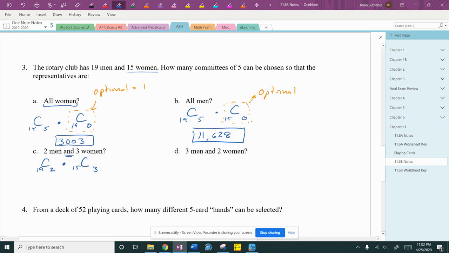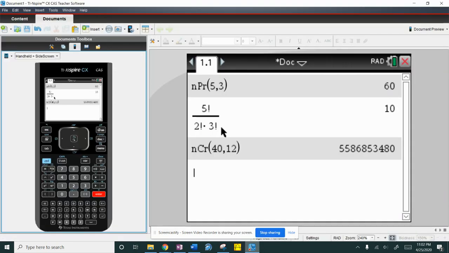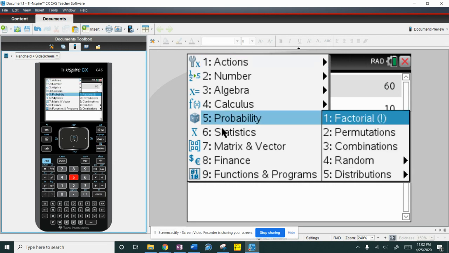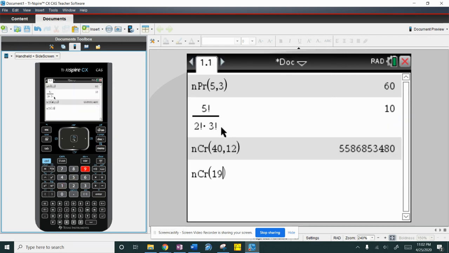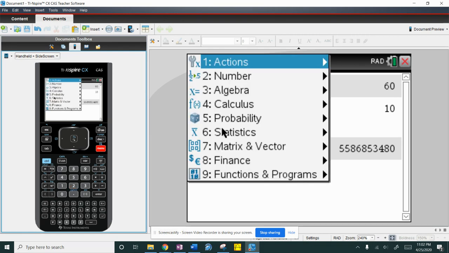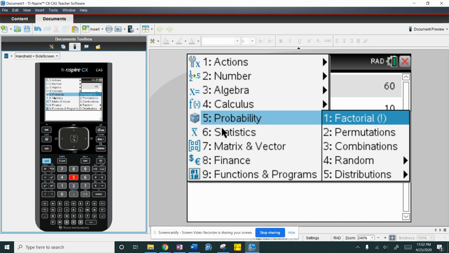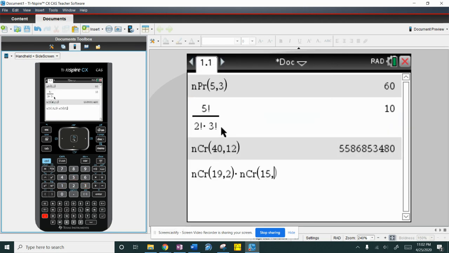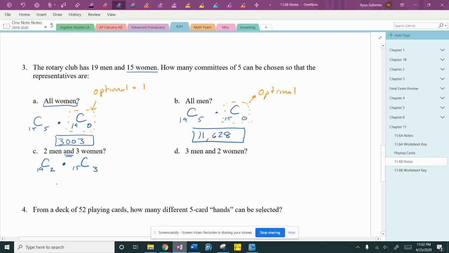So I would just put this in the calculator exactly as we see here. I would go menu, probability, combinations. Out of the 19 men, we're choosing 2. Then I'm going to do times. I'm going to go menu, probability, combinations. Out of the 15 women, we're going to choose 3. And press enter. It does all that behind the scenes math for us. So we get 77,805.